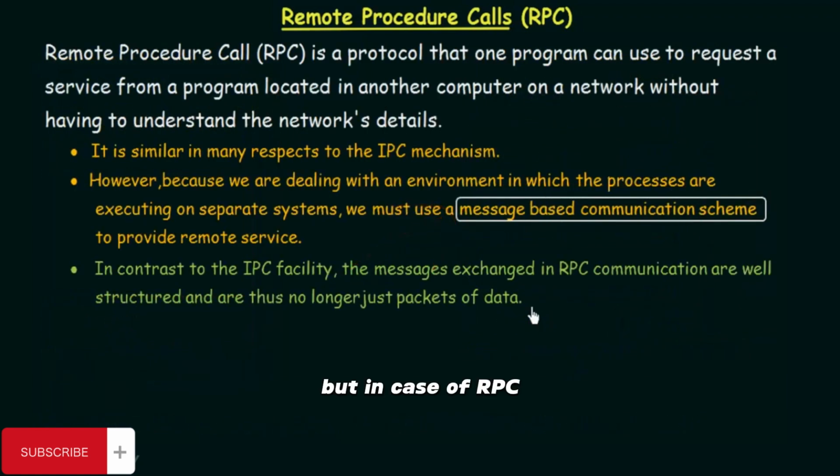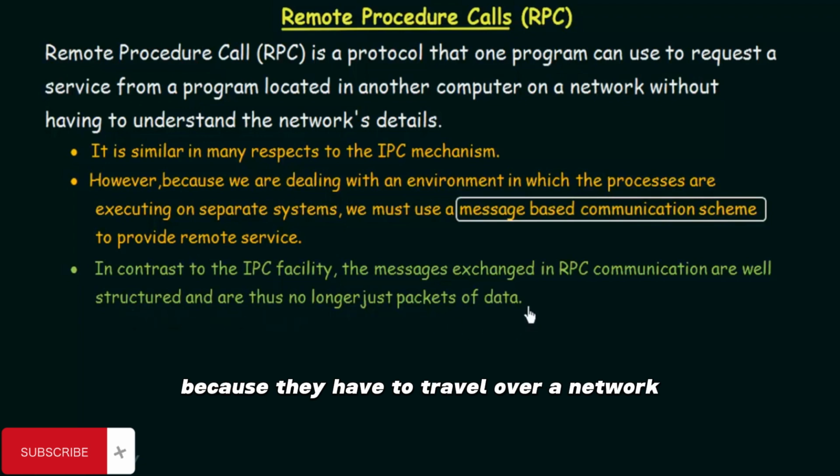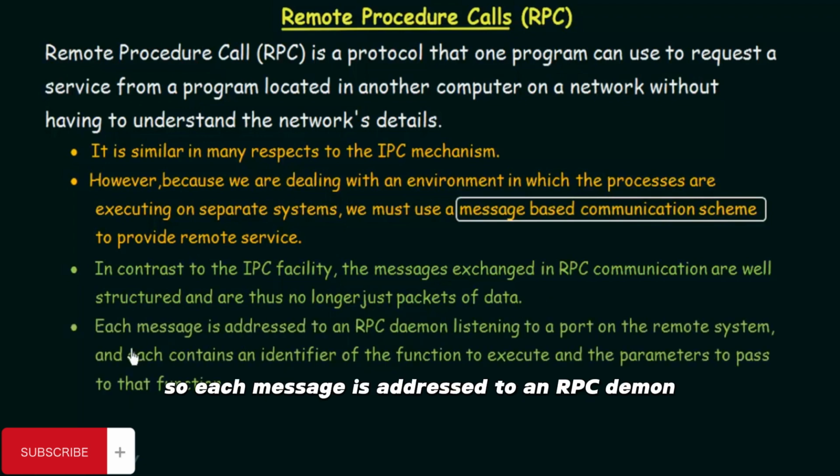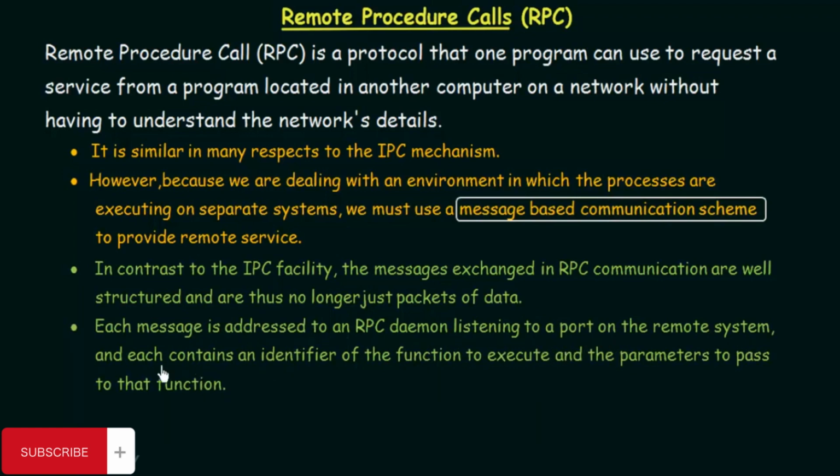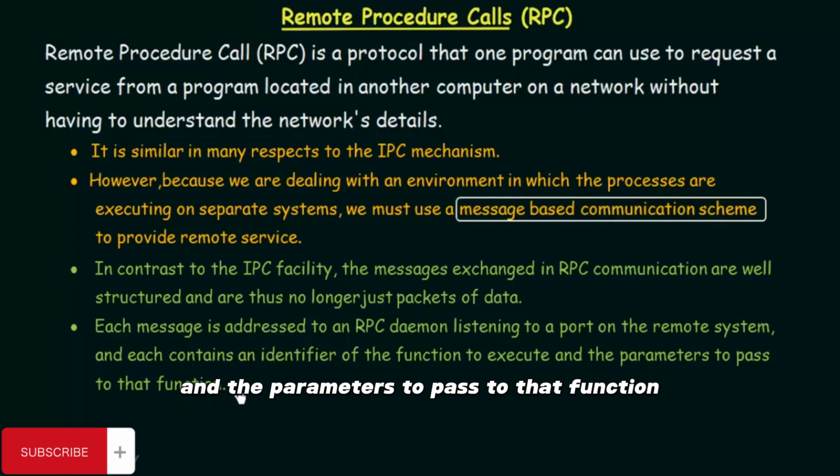But in case of RPC, it is not just happening in a single system; the message has to travel from one system to the other. So we cannot keep our messages as simple packets of data, but they have to be well structured, because they have to travel over a network. Each message is addressed to an RPC daemon listening to a port on the remote system, and each contains an identifier of the function to execute and the parameters to pass to that function.